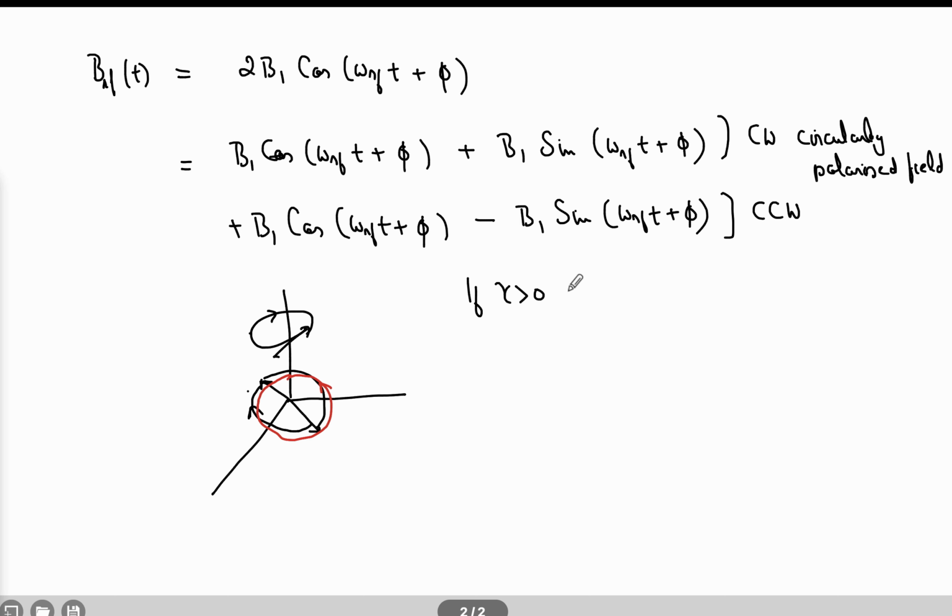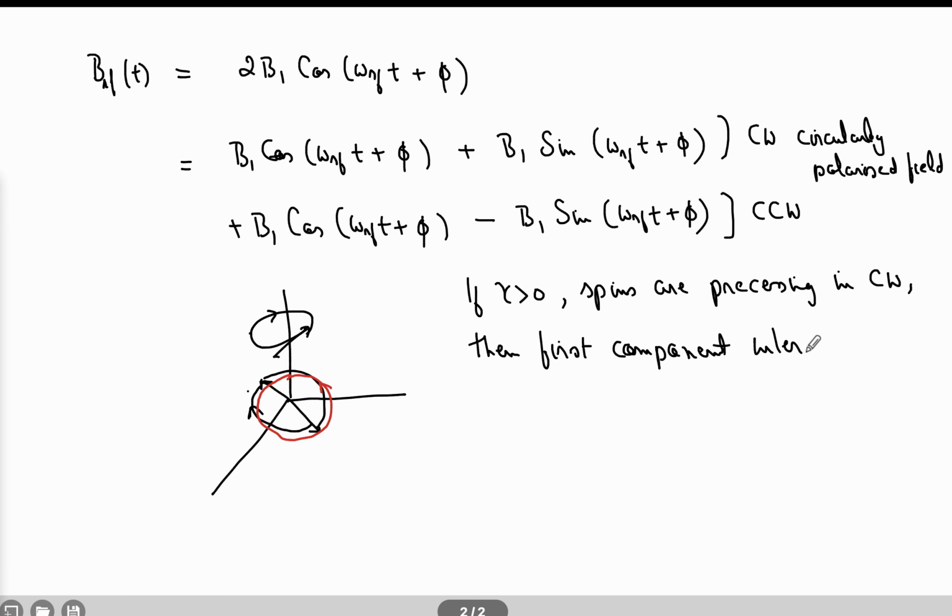Okay, so now let's see if gamma is greater than 0. So for gamma greater than 0, let's say spins are precessing in a clockwise manner, then the first component, this one, interacts with the spin and is called the resonant field.